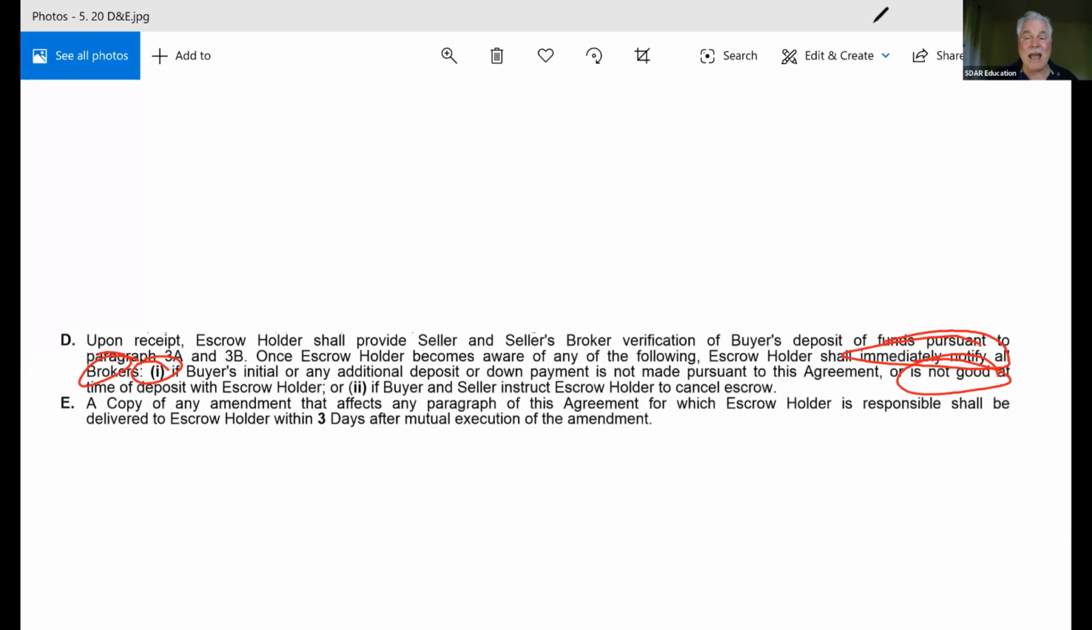All right, it happens. Buyer sends in a check, check doesn't clear. Now they've got to notify everybody. Escrow holder's going to let everybody know I don't have the earnest money deposit, I don't have the initial deposit, I don't have the increased deposit, I don't have a later deposit, whatever you want to call it. So now they've got to notify everybody, because guess what?